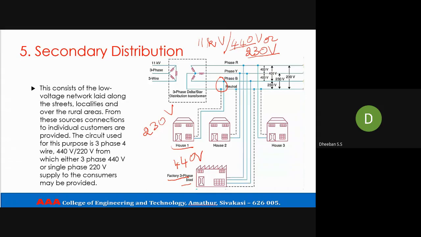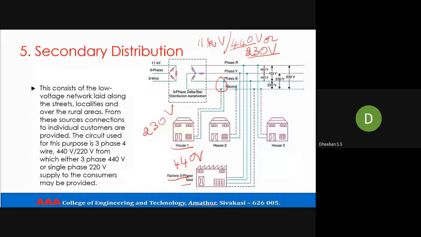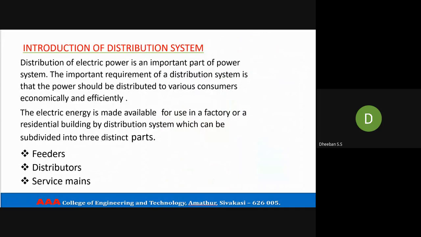So up to this, I think you might be somewhat clear. This substation, what you are seeing here, you can see these kinds of substations in your cities. So moving on, in the distribution system there are three main parts, and you have to know about these three main parts. The first one is your feeders, second one is your distributors, and third one is your service mains. We'll be seeing about these.